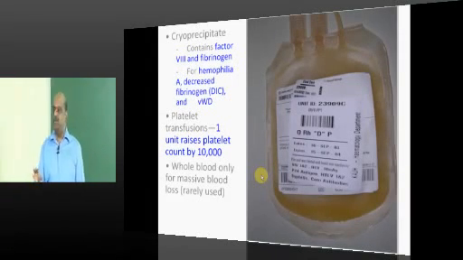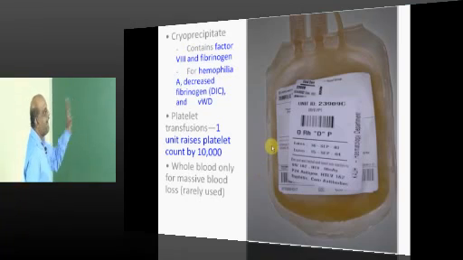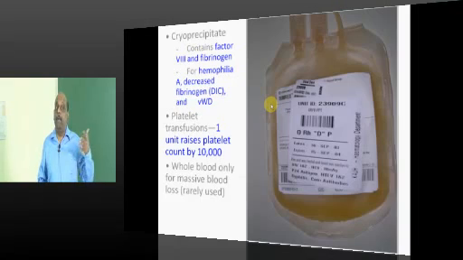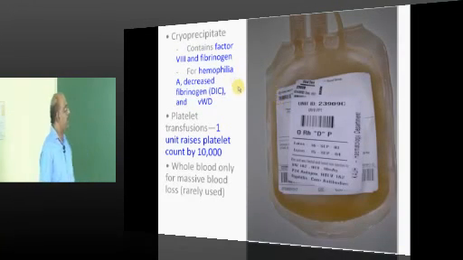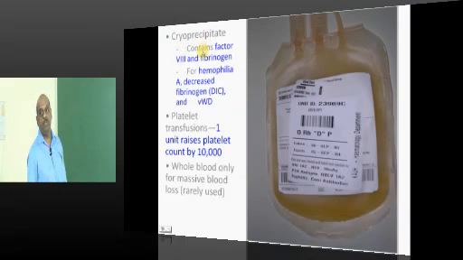Then you have some set of patients who don't need all clotting factors. They only require factor 8, or they were suffering from afibrinogenemia or hypofibrinogenemia. You don't want to give all clotting factors. For them you can give cryoprecipitate, which is very rich especially in two factors, factor 8 and fibrinogen.